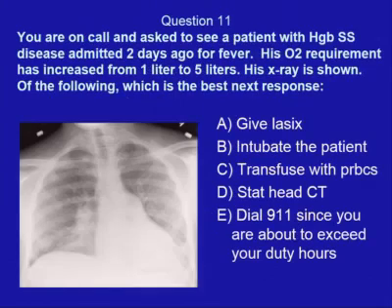Great, okay, very good. So you're on call, and you're asked to see a patient with SS disease. He's admitted 2 days ago for a fever. Oxygen requirement is increased up to 5 liters. Here's his x-ray. What are you going to do next? So you're going to give Lasix, you're going to intubate, you're going to transfuse the red cells, you're going to get a stat head CT, or you're going to call 911.